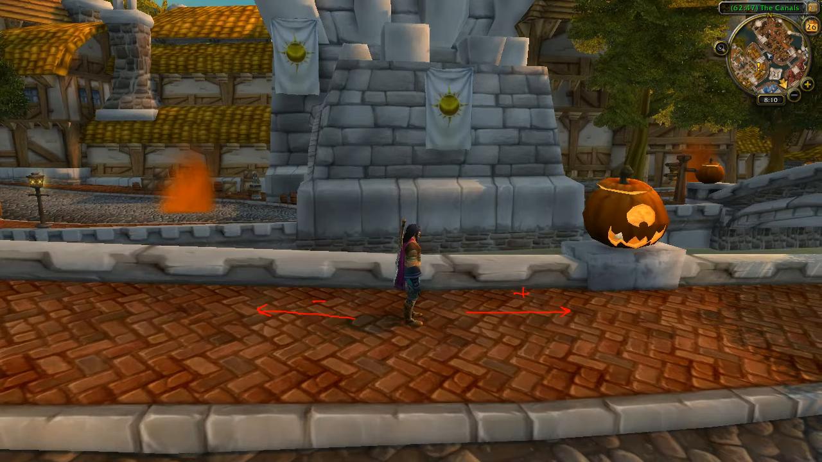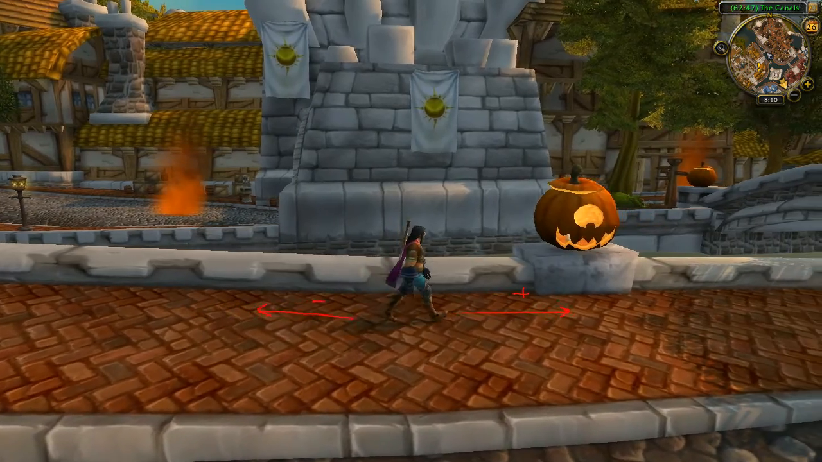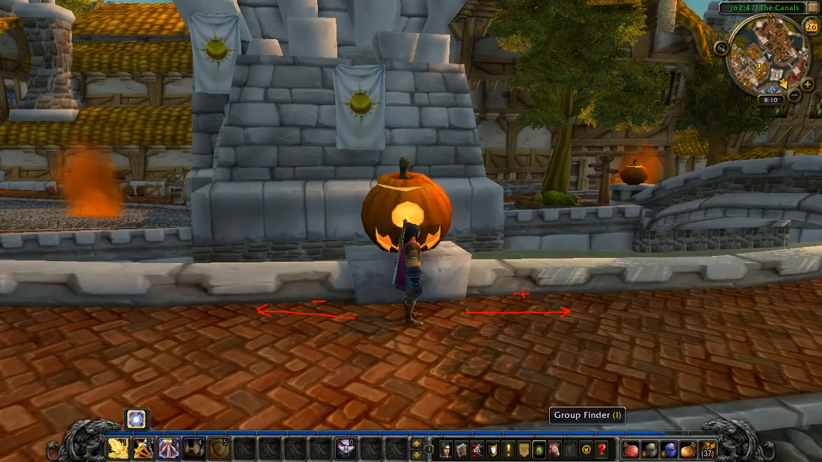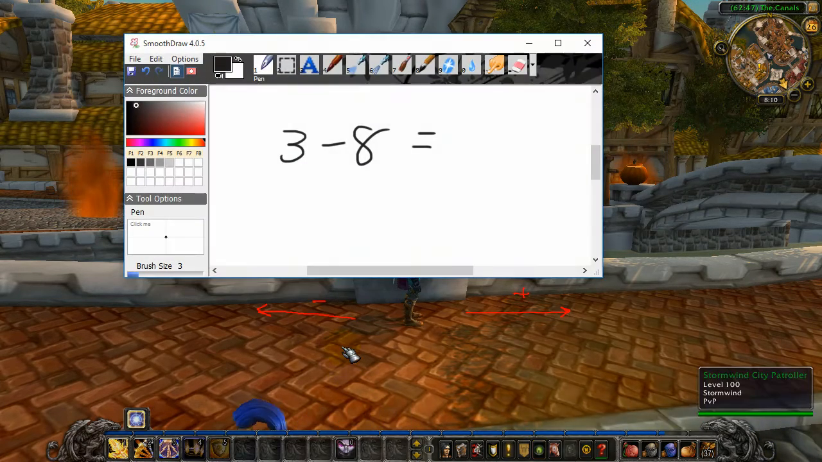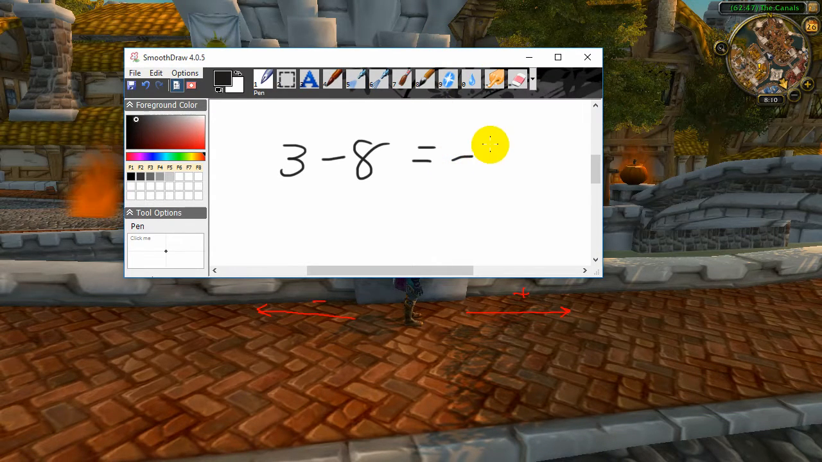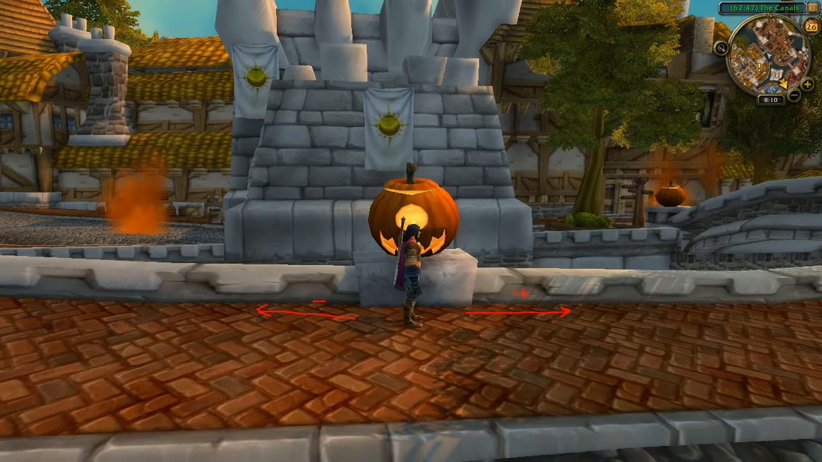So what's the answer? Well, let's see how many steps it'll take for me to get back to the pumpkin. 1, 2, 3, 4, 5. 5 steps. So the answer is actually negative 5, because we were 5 steps in the negative direction. Okay, so that's where we ended up.